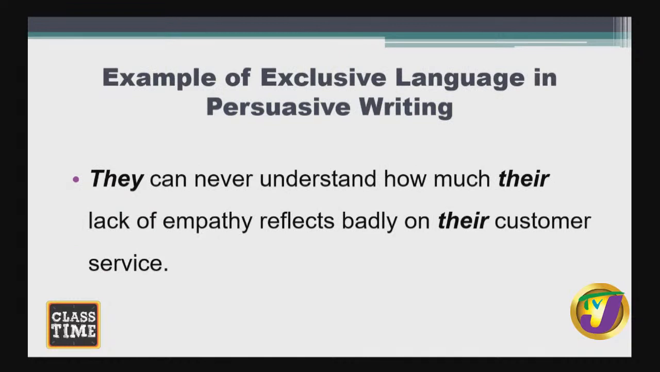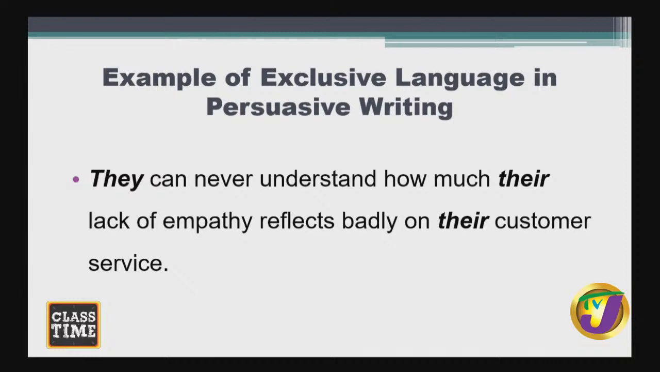So here's an example of what you could do now. They can never understand how much their lack of empathy reflects badly on their customer service. So again, you're using up your pronouns. They can never understand how much their lack of empathy reflects badly on their customer service. So what you're showing your reader, what you're showing your listener, is that the people you have classified as they, other, these people are not the type of people you want to be associated with.